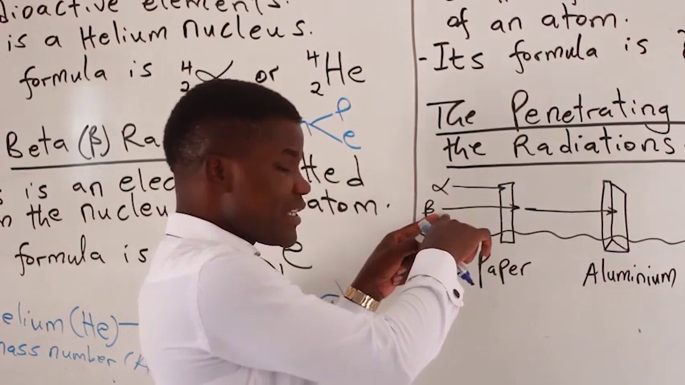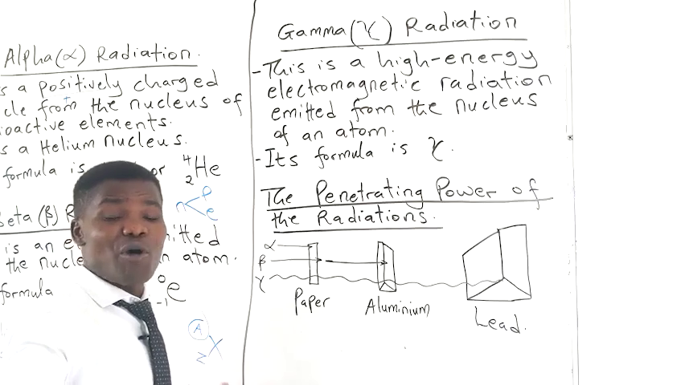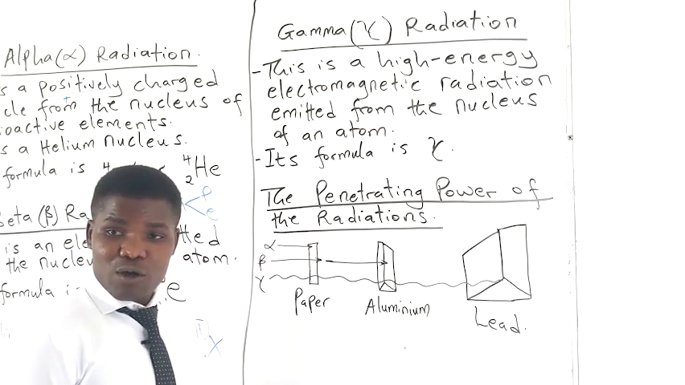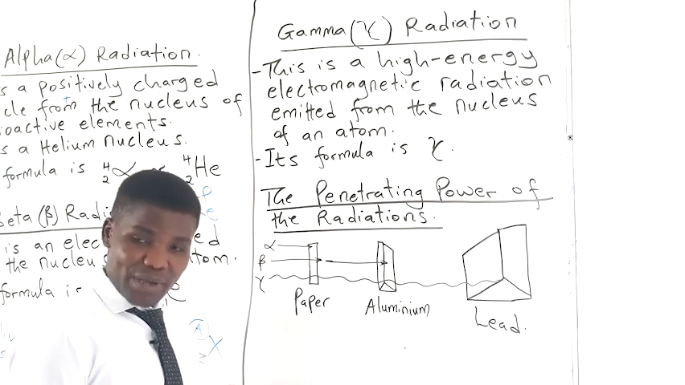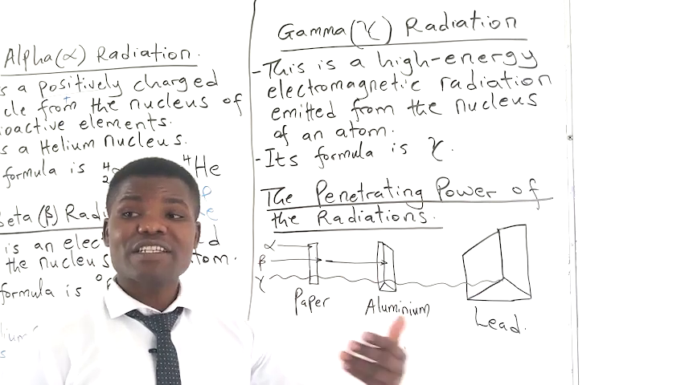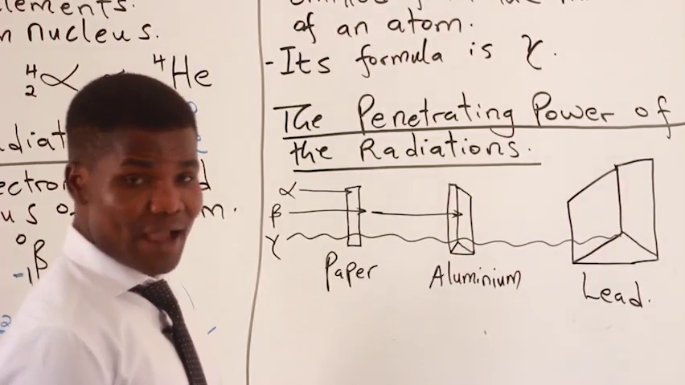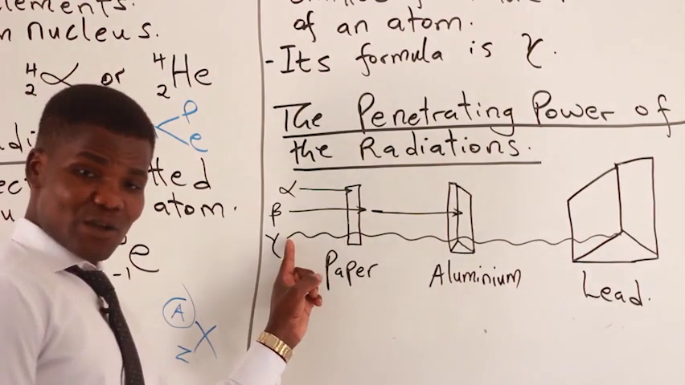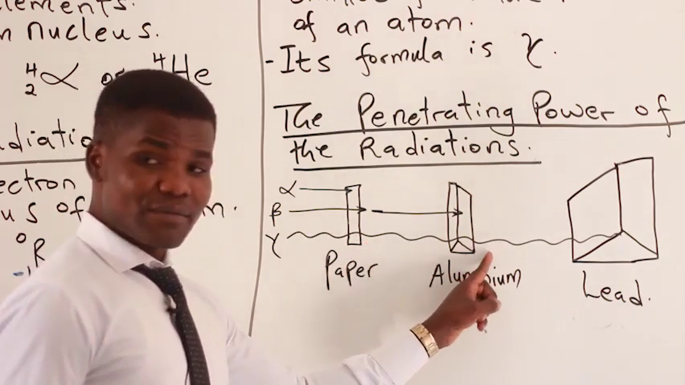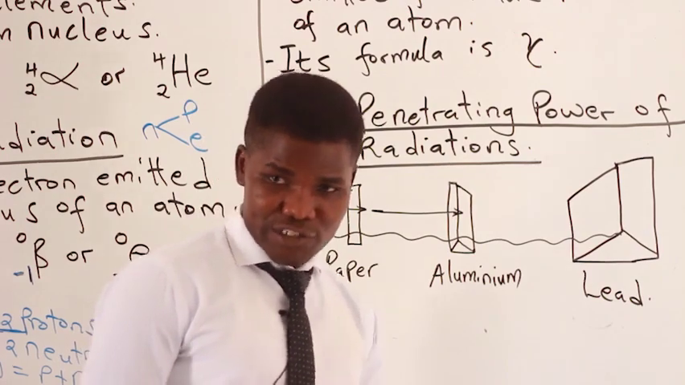On the other hand, beta, which is a little smaller than alpha, but with a little more energy than alpha, will go through the paper. But when it reaches an aluminum block or a piece of wood, which is relatively thicker than the paper, it will be stopped. So this tells you that beta has got a moderate penetrating power compared to alpha and gamma. However, gamma, being a high energy radiation, will go through a paper, it will go through the aluminum, and it will go into the lead. But after a given thickness, the lead will stop it.